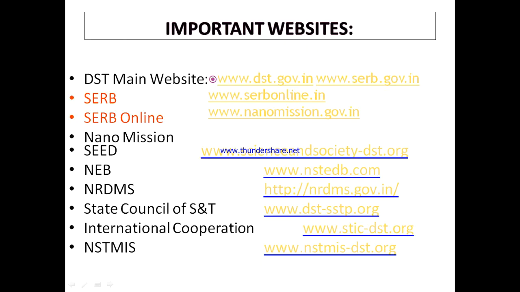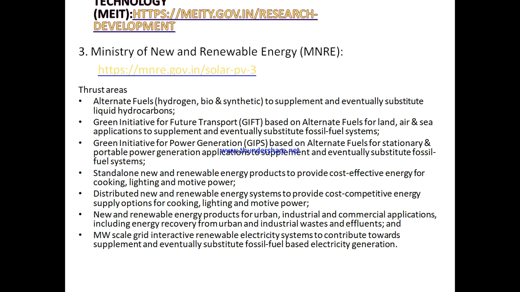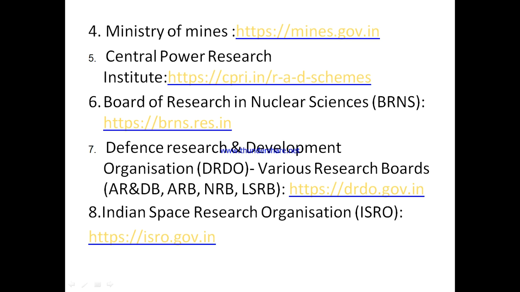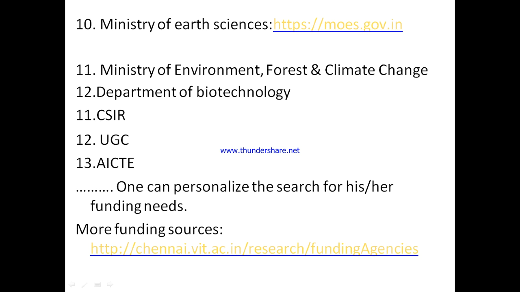Now these are very important websites for writing the proposal. DST is very important among them, along with ACRB online, nano missions, NEB, NRTM, State Council of S&T, International Cooperation, NSTMS. These are the important websites where you can apply for your proposals. Other than that, you have the Ministry of New and Renewable Energy, Ministry of Mines, Central Power Research Institute, Board of Research in Nuclear Sciences, Defence Research and Development. You also have ISRO as a supporting agency.